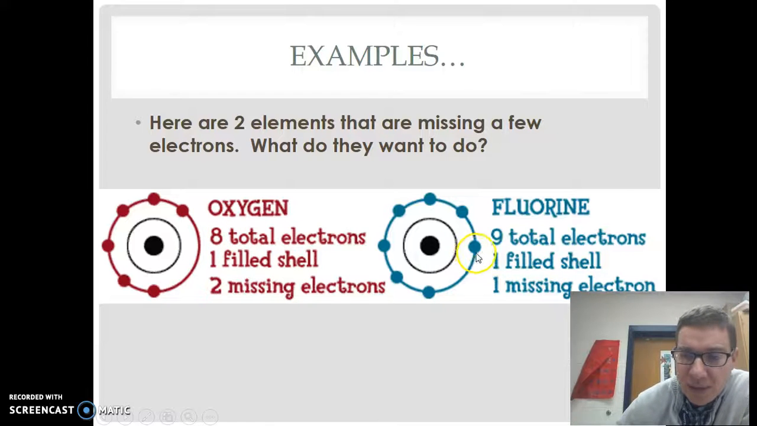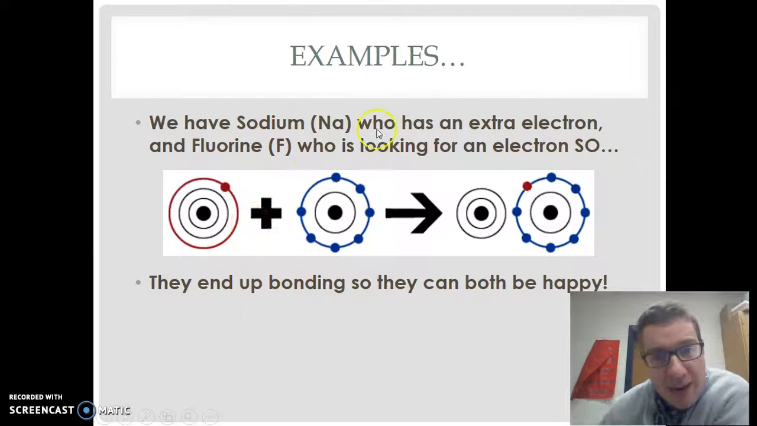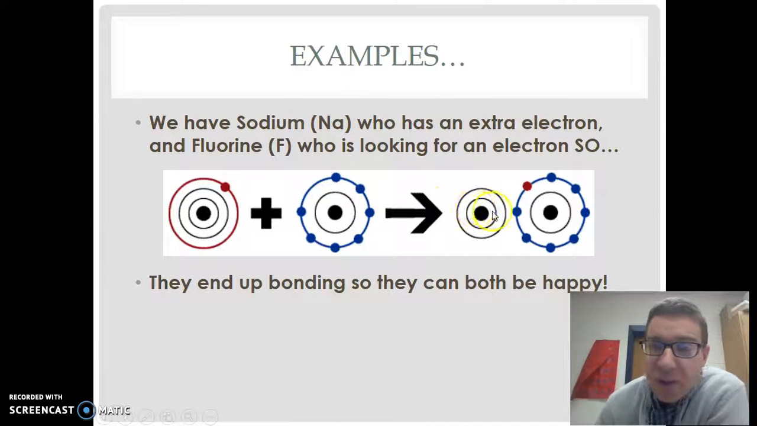Okay? Fluorine's the same way. It has 7 valence electrons. It needs 1 more, so all it needs to do is steal 1 electron from somebody else, so it can be very happy and very stable. Right? We have sodium, Na, who has an extra electron, and fluorine, who is looking for an electron. So, sodium, who wants to get rid of their electron, wants to bond with fluorine, who needs an extra electron. So, sodium gives away its electron, and fluorine steals the electron. And then they're very happy. Now, they're both very happy, and they're both very stable.